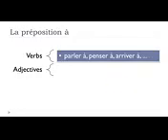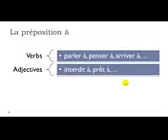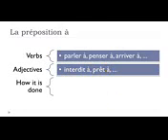Same thing, you can combine this preposition à with adjectives. For instance, interdit à, or prêt à. Interdit, it's forbidden. Prêt, ready. In that case, you should combine these adjectives with the preposition à.